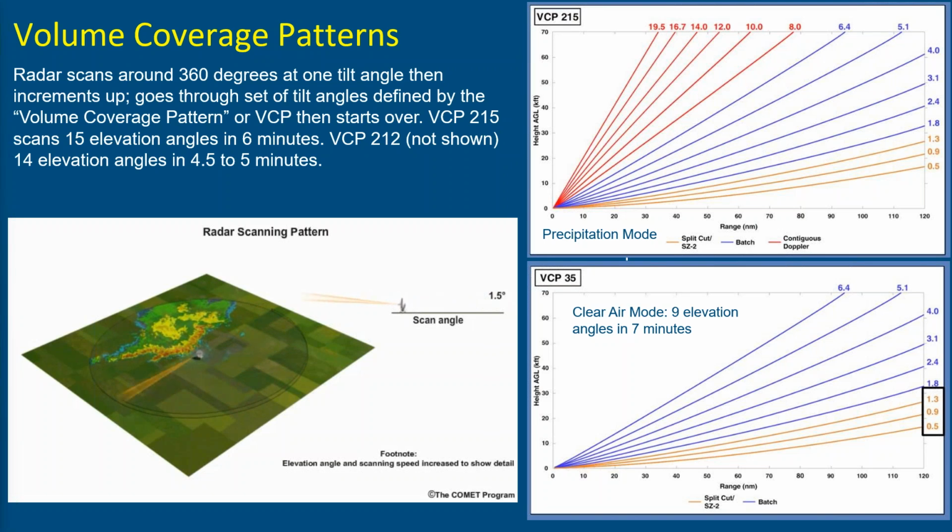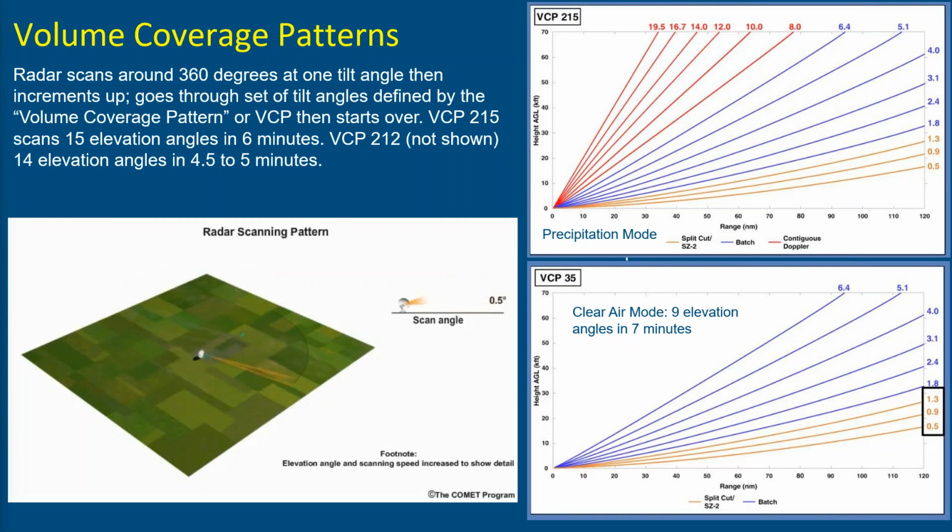So I mentioned that the radar sends out a pulse of energy. Well, as it's doing that, it's also making a complete scan, 360 degrees around. And it starts at 0.5 degrees above horizontal. So it's not shooting straight out, but just a little bit inclined at half a degree. And after it goes around one complete revolution, then the scan angle changes and it goes up to 0.9 and then to 1.3 and so on, all the way up in precipitation mode to 19.5 degrees.